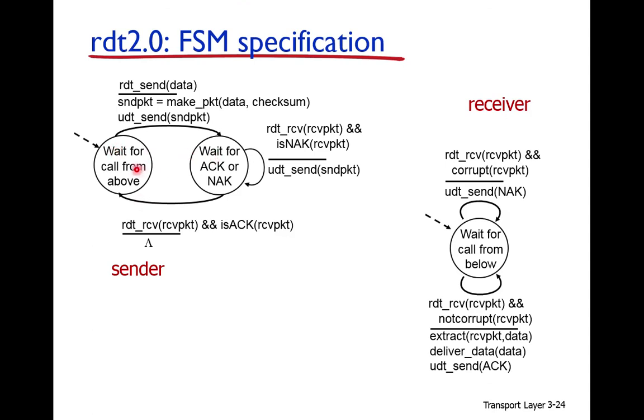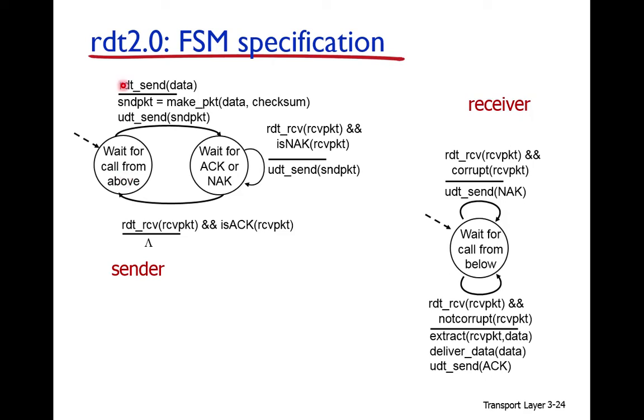Again, in the FSM, one state is the starting state. Which state is the starting state? Where this arrow appears. So it means that this state is the starting state. In this state, the sender is waiting to receive the data from above. From above means from the application layer. So we are explaining the transport layer, and the transport layer is waiting to receive the data from the application layer.